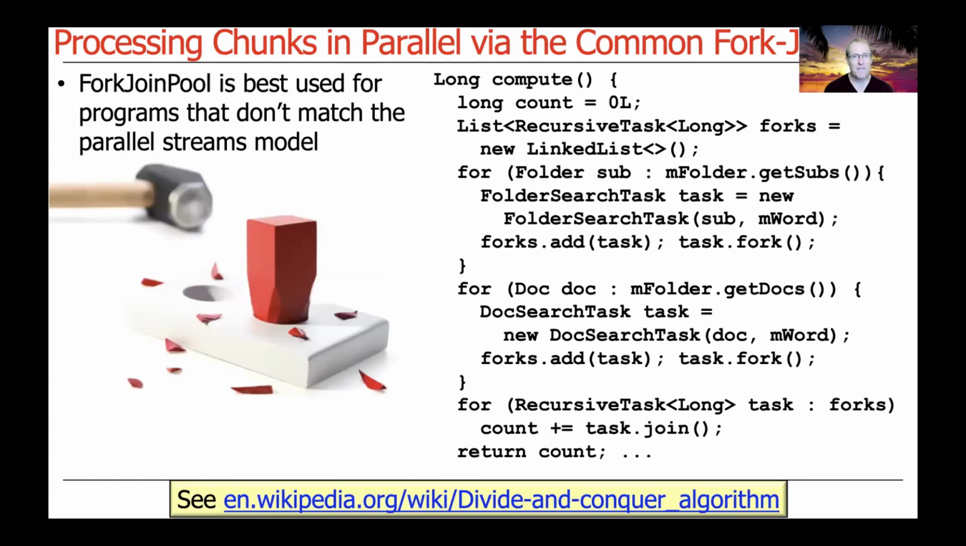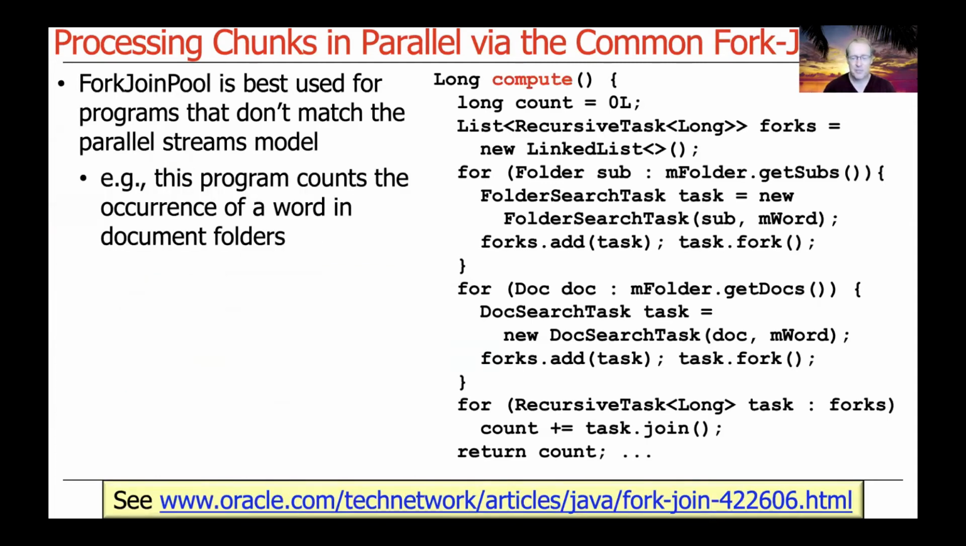Fork join pool, if you use it at all, is probably best used for programs that don't quite match well with the parallel streams model. The parallel streams model, as we've seen, is really based on divide and conquer, using splitterators to take a source of input and chop it up into roughly even-sized chunks, and then have those chunks mapped down onto the underlying processor cores. Not everything fits into that model. And here's a simple example that you can get from this link that demonstrates when you might want to use a fork join pool instead of using parallel streams.